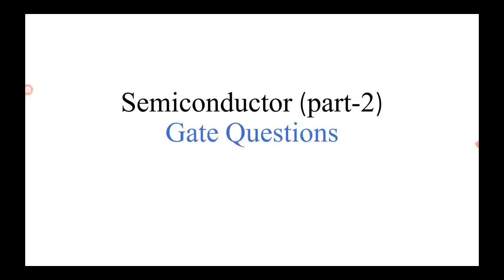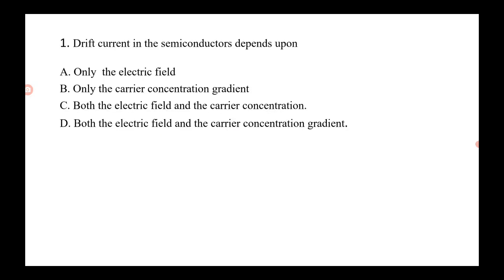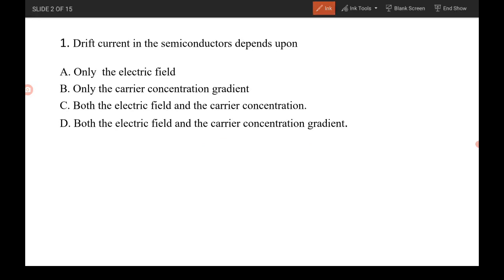So in this video we will be discussing Semiconductor part 2 GATE questions. So let's begin with the first question. In this question you can see: drift current in the semiconductor depends upon which of these options.